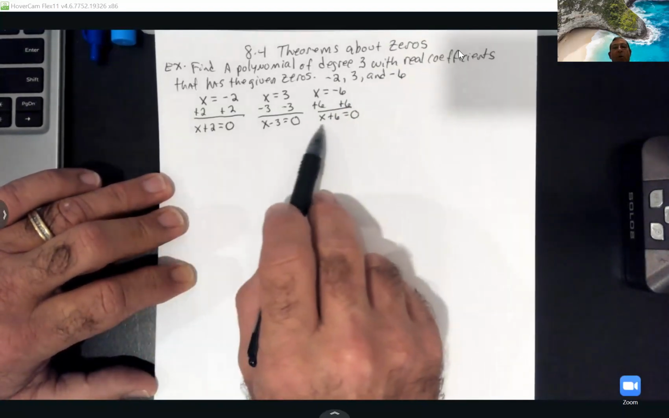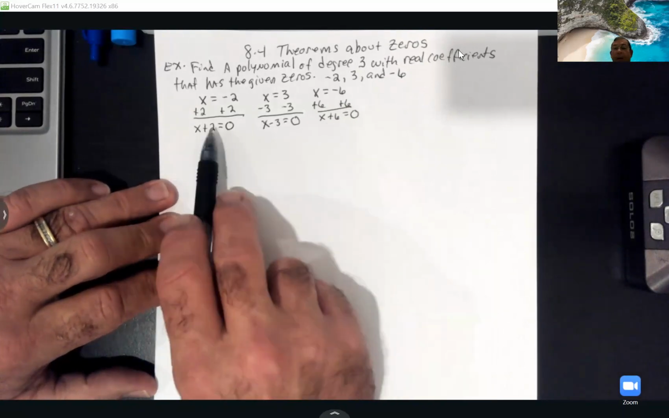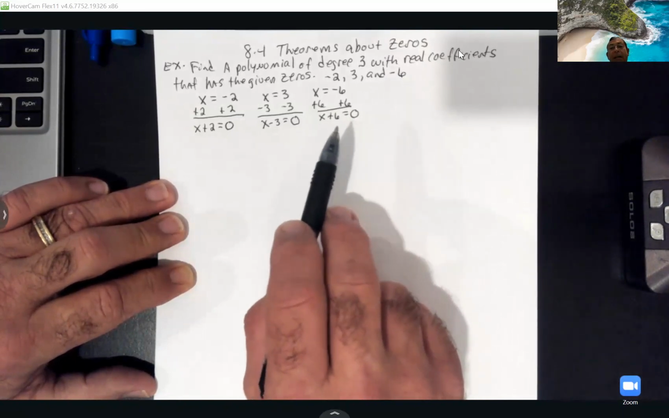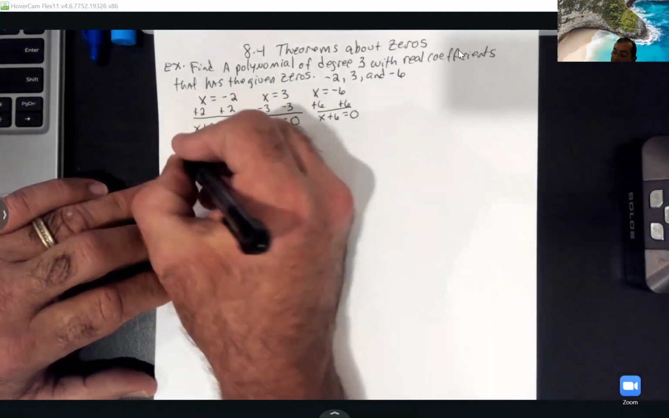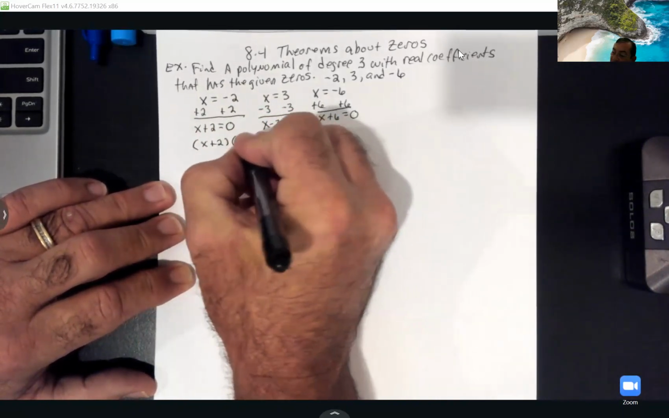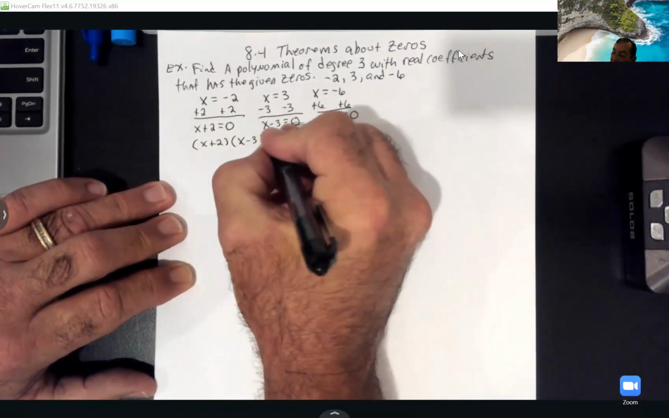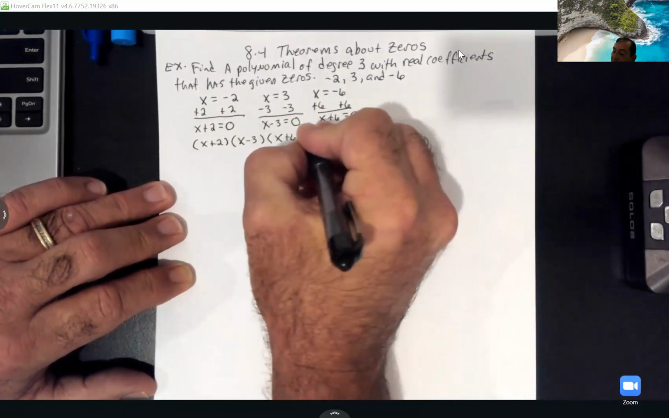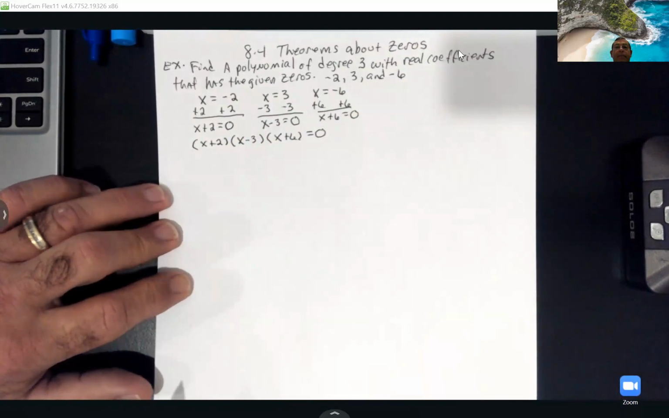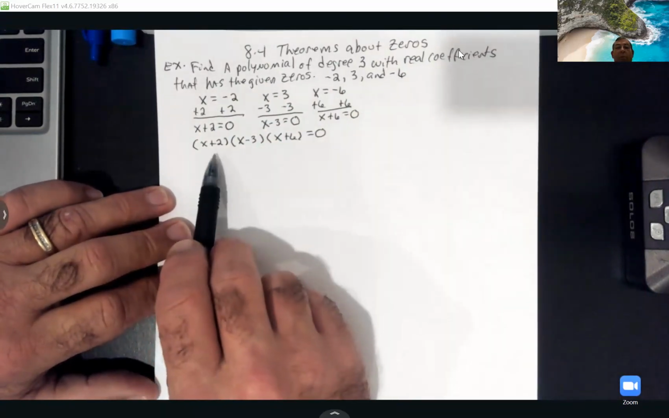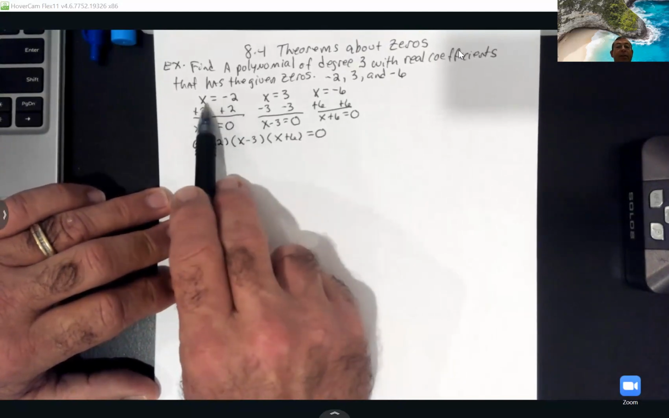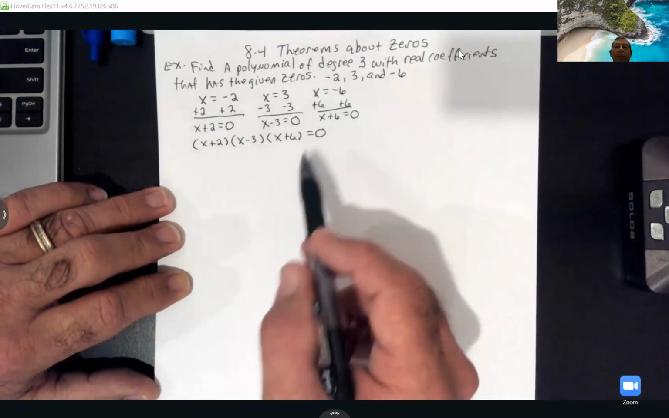So now that I've got 3 equations equal to 0, I'm going to write this as a product of these 3 factors and set it equal to 0, okay? So this is how we're going in reverse. So x plus 2, x minus 3, and then x plus 6. All that we can now set equal to 0. Remember when we were solving them, once we got them factored, we took each of the factors, set them equal to 0, and then solved for the variable. So we're going totally in reverse.